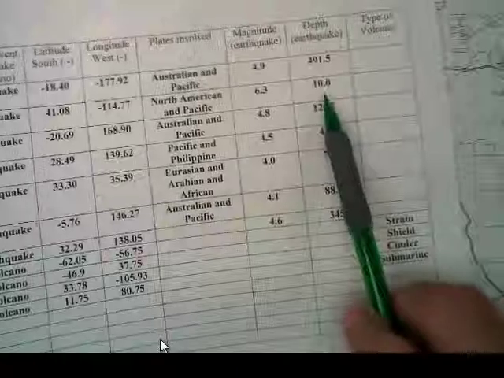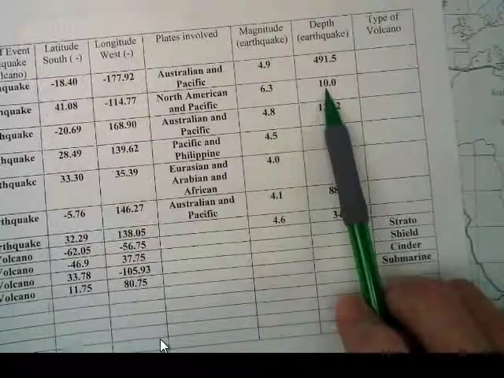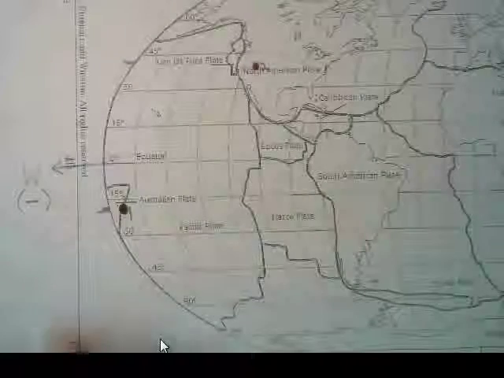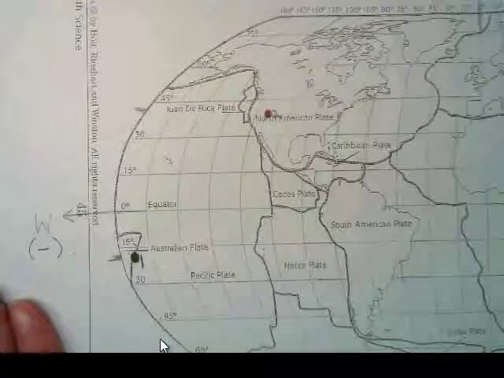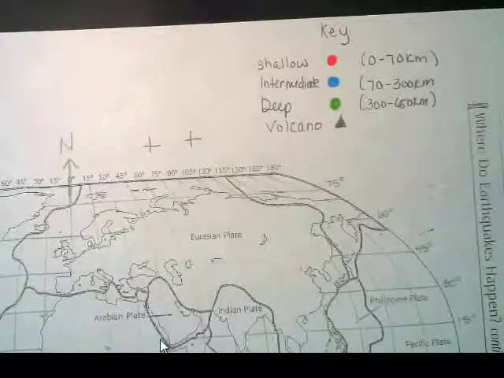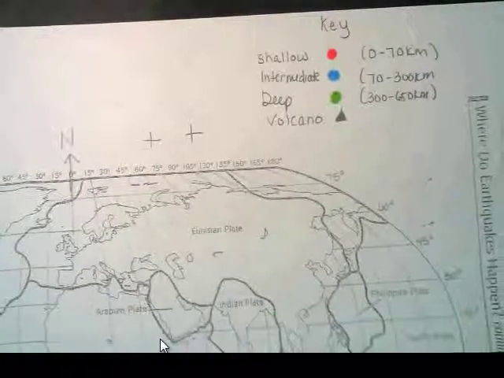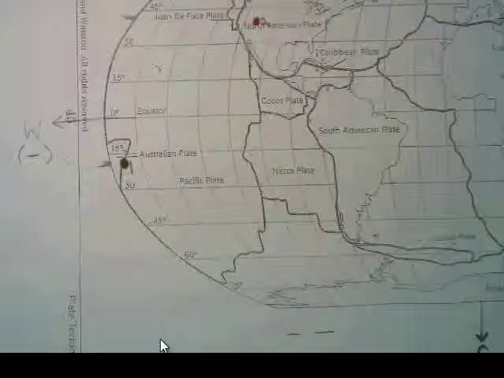So the depth of this particular earthquake is 10. So I'm going to make this red. Now the reason I chose red for our key on our shallow earthquakes is because shallow earthquakes do the most damage. So when you see a red dot, you know that it was probably a damaging earthquake.